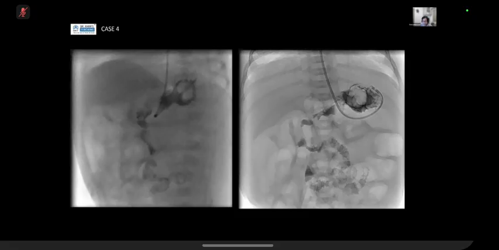Which is the second image? This one? The one on the right? The one on the left? The one on the right. Okay, so this is a malrotation, but there's no volvulus. Okay, I'll show you examples of volvulus later. Okay, and then we'll just talk about it.